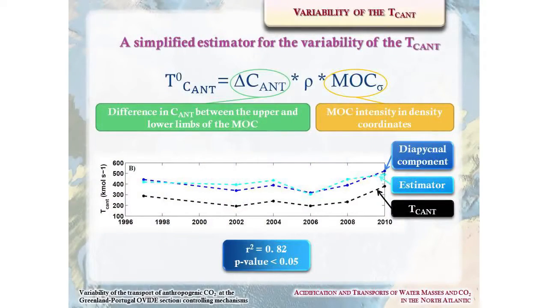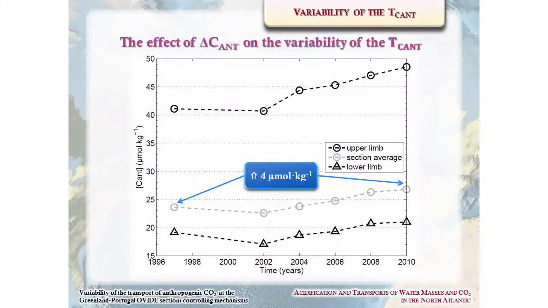So based on this, we propose an estimator to help clarify the effect of the circulation changes and the changes in the concentration of anthropogenic CO2 in the transport of anthropogenic CO2 across the section. This estimator is based on the difference between the mean value of anthropogenic CO2 between the upper and lower limbs of the meridional overturning circulation and on the intensity of the meridional overturning circulation computed in density coordinates. It is expected the estimator to be a good approximation of the diapycnal component, and in fact, the estimator and the diapycnal component are well correlated.